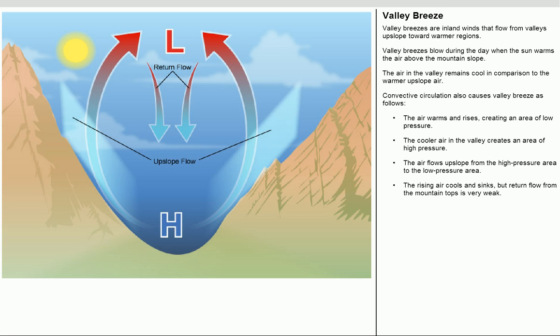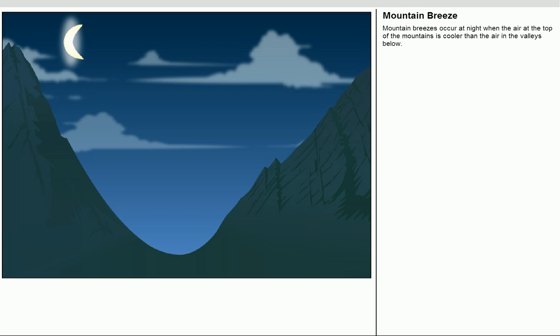The rising air cools and sinks, but return flow from the mountaintops is very weak. This return flow is called the anti-valley wind. As the air becomes denser, it once again moves toward the area of low pressure.